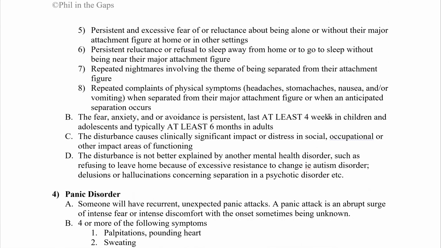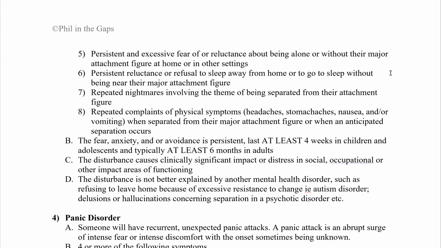And if you see a theme, it's anytime they're away from the person, they become anxious or have a negative situation happen. So persistent and excessive fear or reluctance about being alone or without their major attachment figure at home or in other settings. So if they're alone, they worry what's happening to their major attachment figure, or they think, what is my major attachment figure thinking about me? And are they worried about me? Persistent reluctance or refusal to sleep away from home or go to sleep without being near their major attachment figure. So again, if I'm not near them, is somebody going to harm them? Or if I'm away from my major attachment figure, is somebody going to harm me?